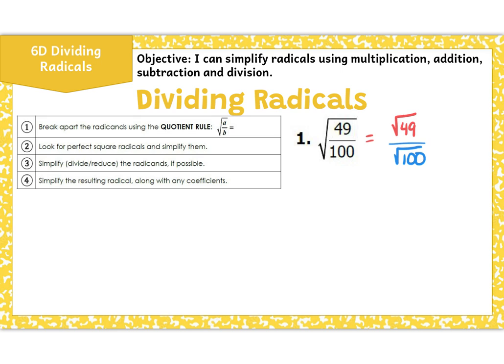Look for perfect squares. The square root of 49 is 7. The square root of 100 is 10, because 49 and 100 are both perfect squares. So I have 7 over 10. I would simplify or reduce the radicals if possible. 7 over 10 is already reduced. I can use my calculator to check, and I would simplify the resulting radical along with any coefficients if possible. So 7 over 10 would be my final answer here.